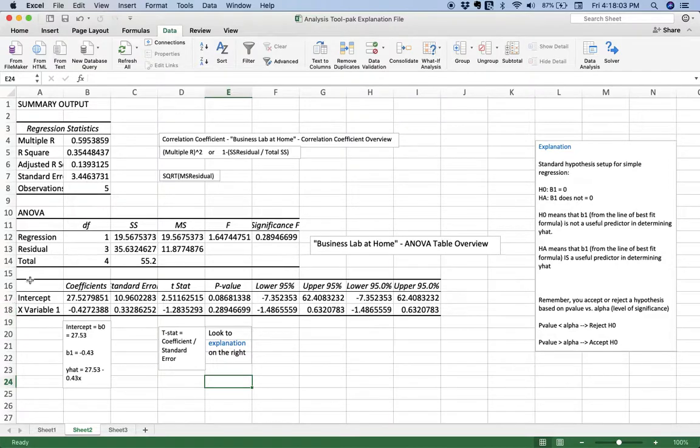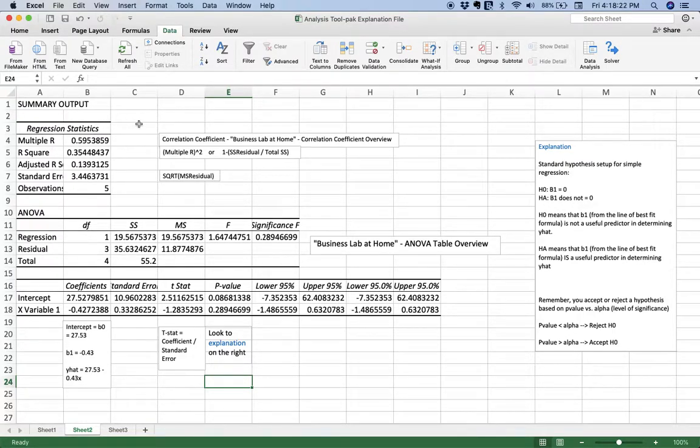So one thing I want to point out is that this ANOVA table right here, pretty much everything that you need to know about that is going to be covered in this video I made right here, the Business Lab at Home ANOVA table overview. So definitely go to the channel and check that out if you're wondering what each of these represent and how the relationships work between each of these values, because that's all covered right there.